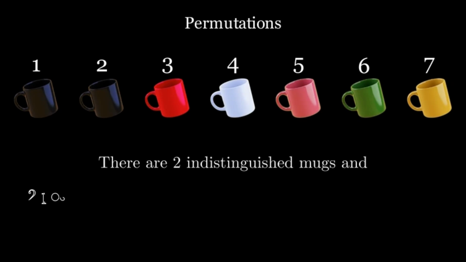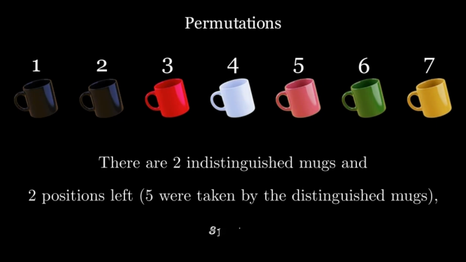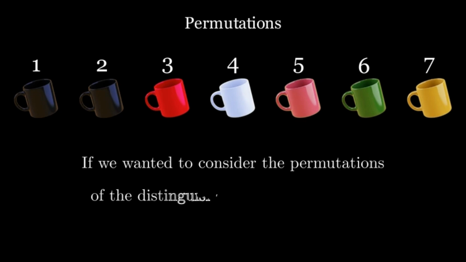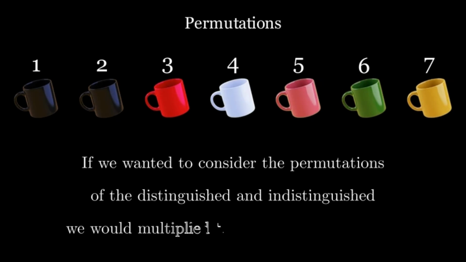Now we put our attention on the indistinguished mugs. There are 2 of them, but they will only be in 2 positions. The other 5 positions were taken by the 5 distinguished mugs. Therefore, there are only 2 factorial arrangements. Now, we combine the 2 arrangements. If we wanted to consider the order of the indistinguishables, we multiply them together. This would give us S.